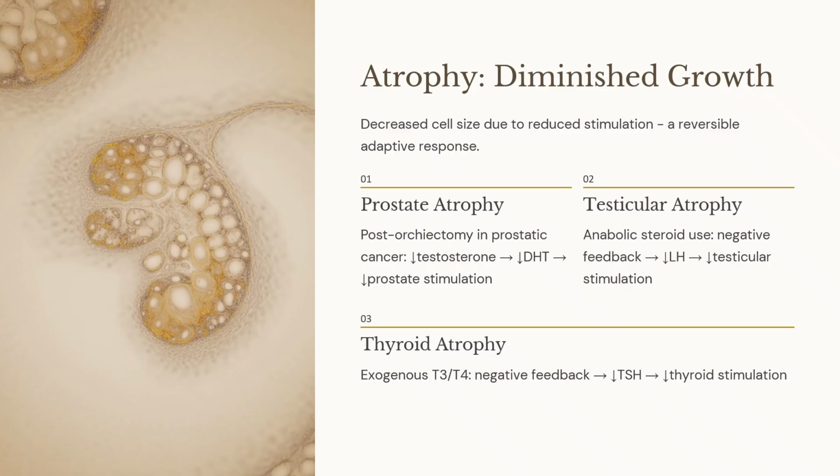Testicular atrophy can also happen with anabolic steroid use, that is, when they are taking exogenous testosterone, then there is a negative feedback, thereby resulting in decreased LH and decreased testicular stimulation. So their testis can undergo atrophy when they are taking exogenous steroids. What about thyroid atrophy? When there is excess T3, T4 thyroid supplementation given, then in that case there is decreased TSH and there is decreased thyroid stimulation.